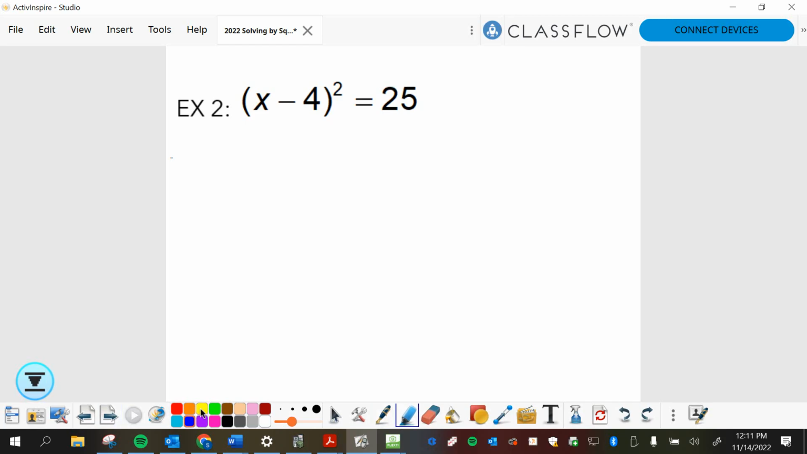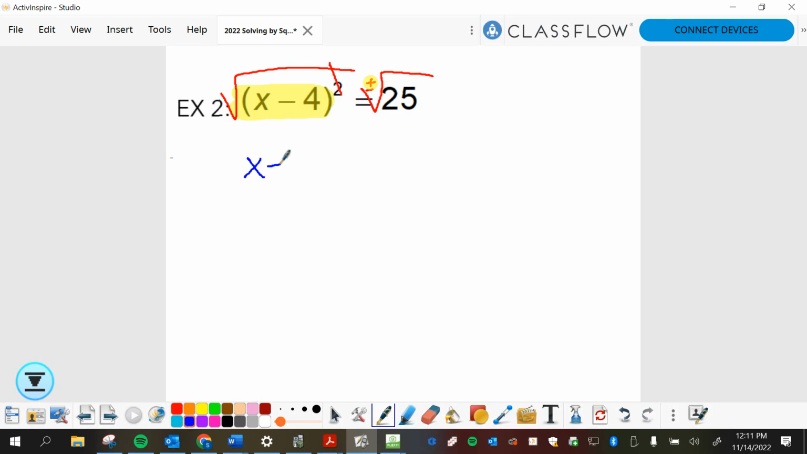So if you like, highlight this whole thing. So it's isolated. I don't have to do anything else. Okay? I can go straight into square root property. So I can undo the squared with a square root, but I have to remember over here, positive and negative. You cannot forget that. That's the whole purpose, is that we have a positive and a negative square root.